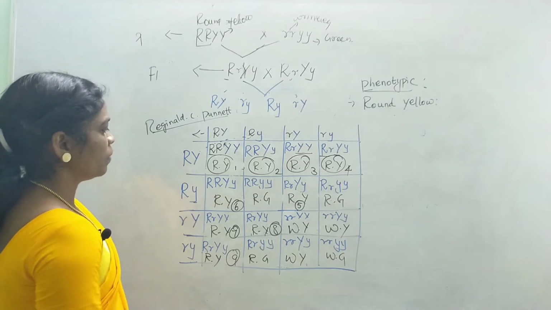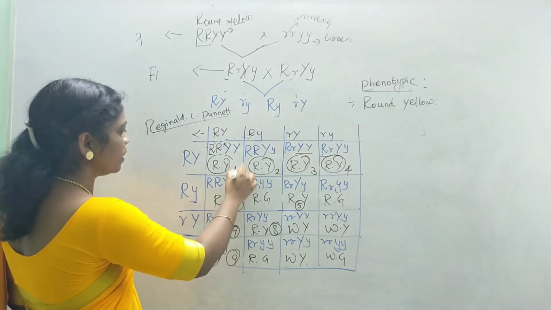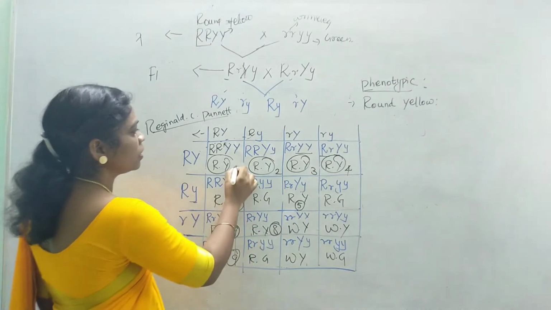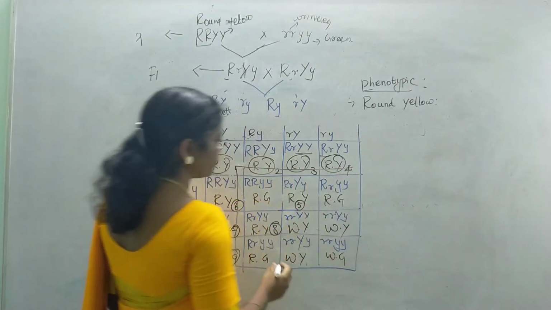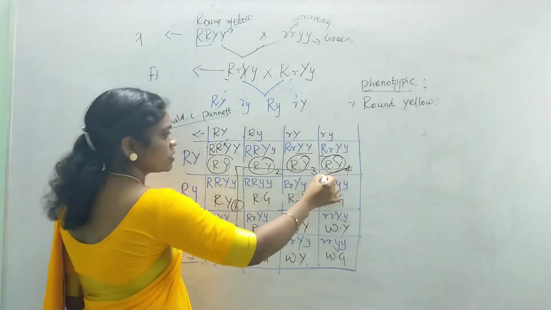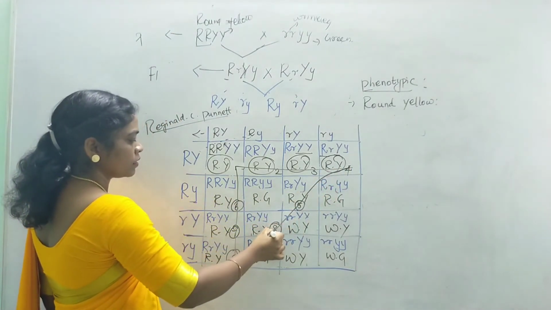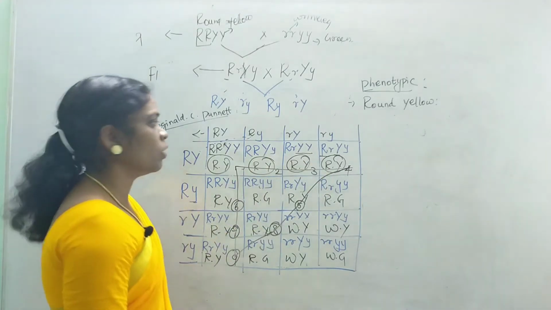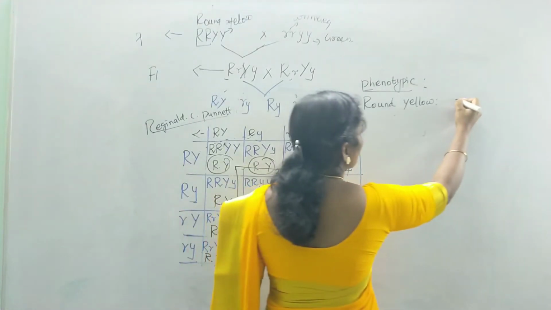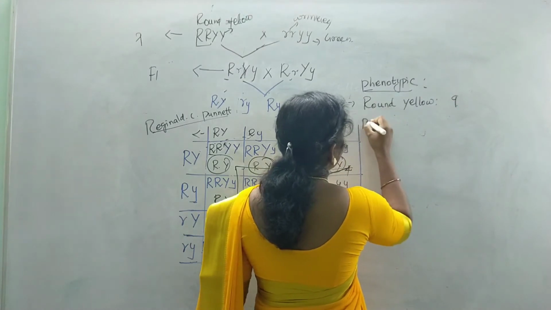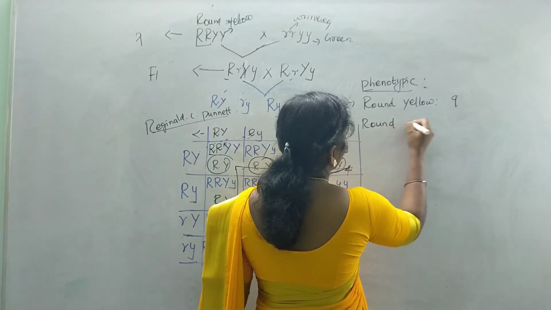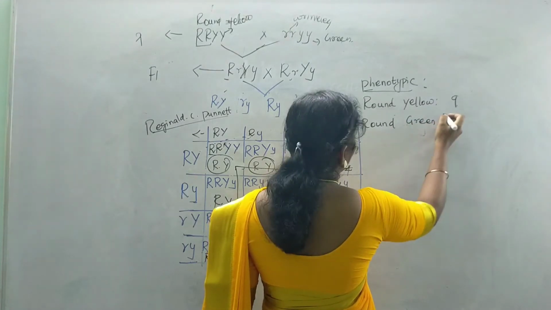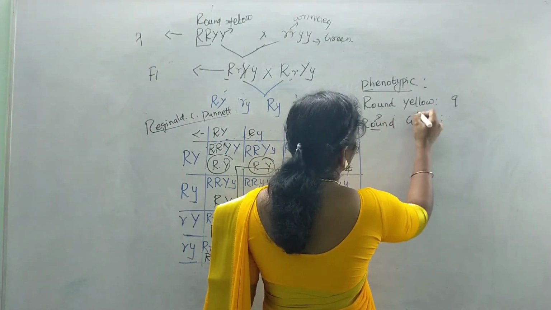So it goes in this way: all these 4 and all these 4, and this line shows all the round yellow offspring, so it is 9 in number. Next we have to write the intermediate form, so we'll write round green. It is a different combination: round is dominant, green is recessive.